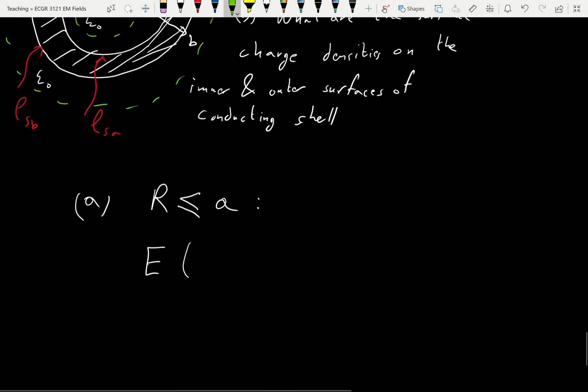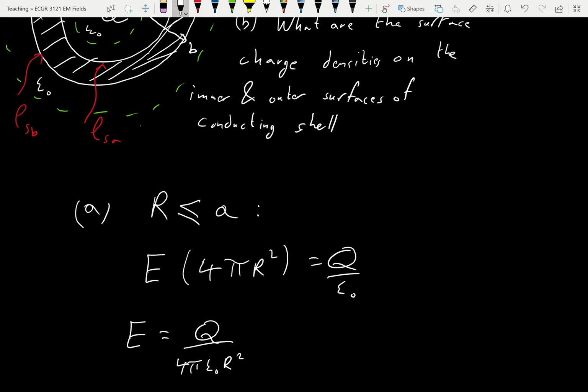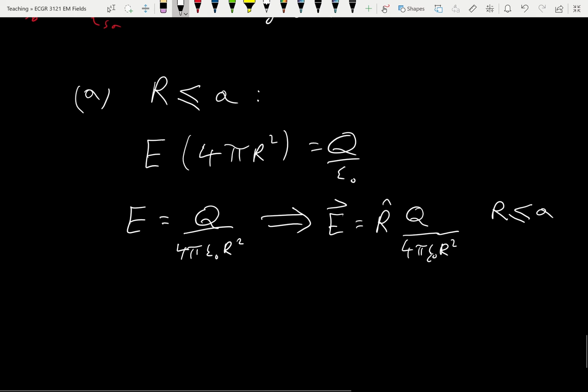Okay? So E times the surface area of the Gaussian surface sphere, 4 pi r squared, equals Q over epsilon naught. So that tells me E equals Q over 4 pi epsilon naught r squared. Pretty standard results for a point charge. Put back the vectorial aspect. So this becomes r hat Q over 4 pi epsilon naught r squared. This is for r less than or equal a. Okay, so that's a fact.